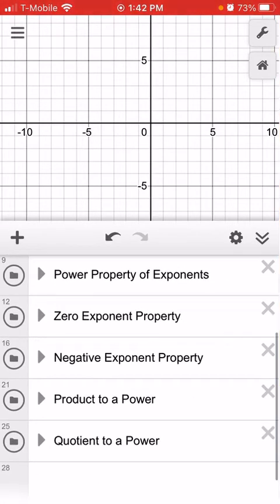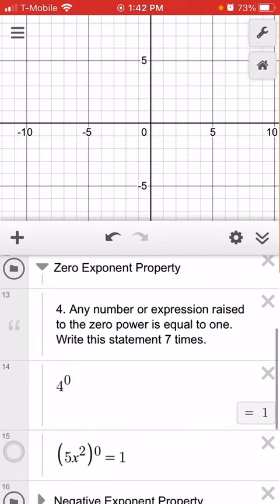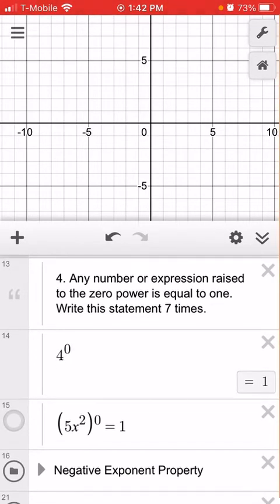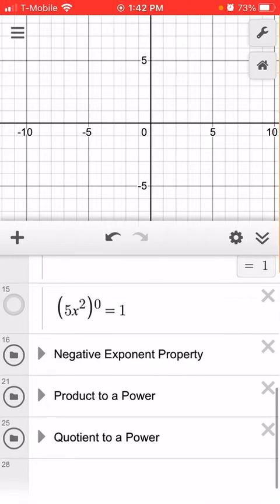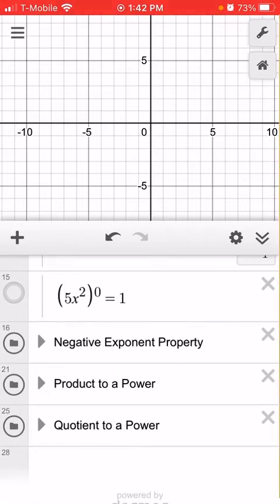You've also studied today the zero exponent property, which states any number or expression raised to the 0 power is equal to 1. Write this 7 times. 4 to the 0 is 1. Or even a complicated looking expression like 5x squared, if we raise that entire expression to the 0 power, that's 1.